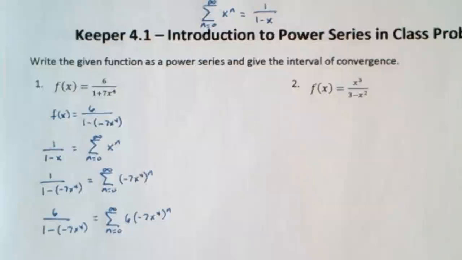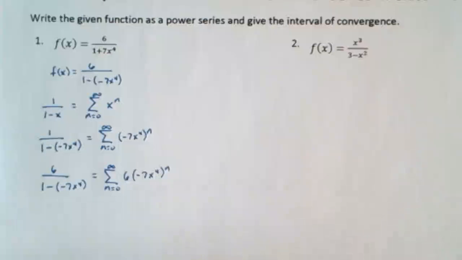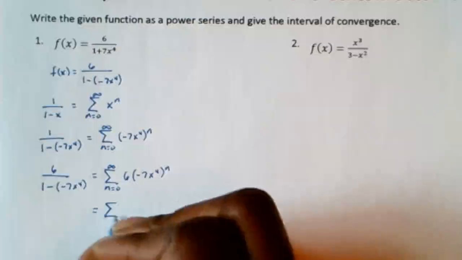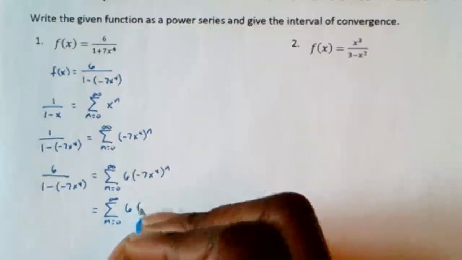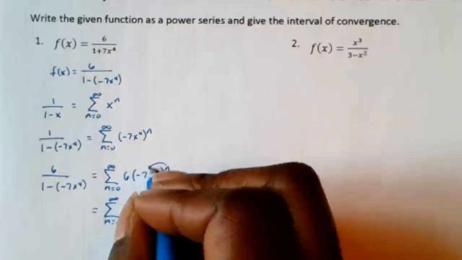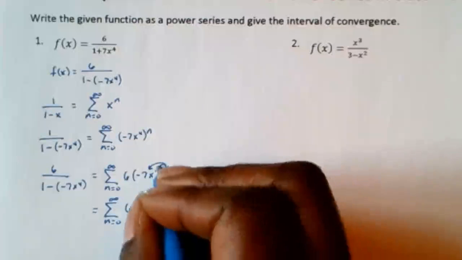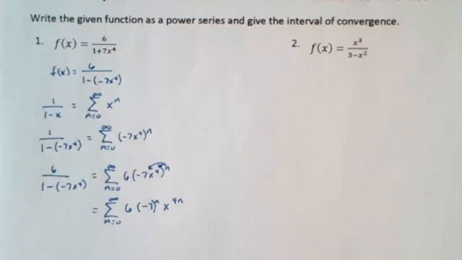Now basically we have our power series at this point. It's just not in the power series form. Generally when you write your functions in power series form, you separate each individual piece. And so I'd have the sum, n equals 0 to infinity, 6 times negative 7 to the n times x to the 4n. And now I have it in my power series form.